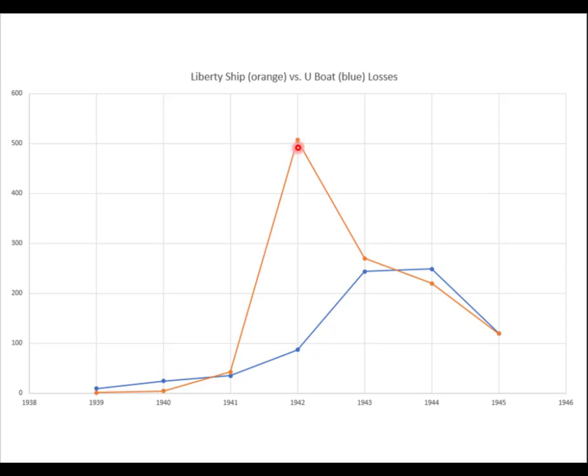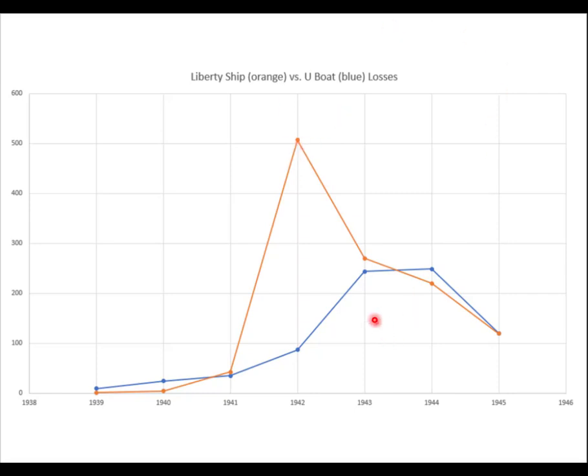Now, look at what happens though in 1942. Our Liberty ship losses surge, right? Their U-boat losses go up, but not that much. So they're sinking a lot more. I mean, they sank over 500 of our transport ships, right? We sank less than 100 of theirs, right? That's not going to work. I mean, it's going to work for the Germans, but it's not going to work for us, right? We cannot sustain those losses.